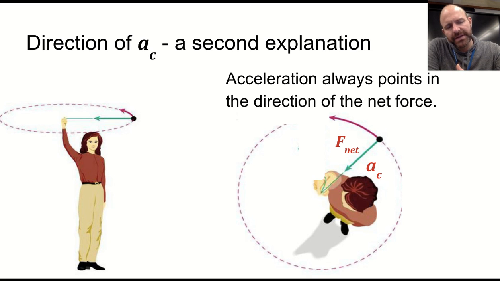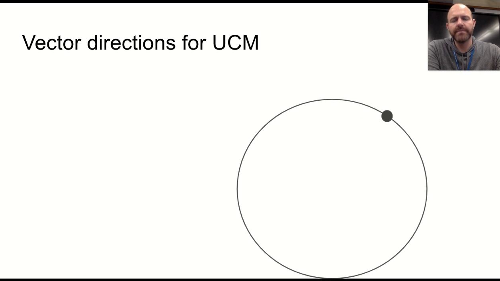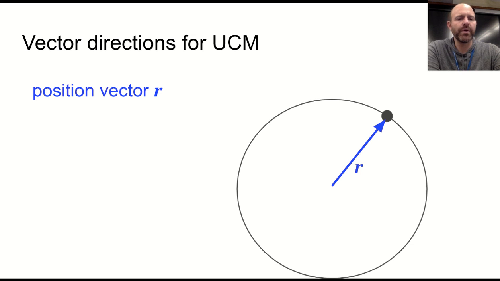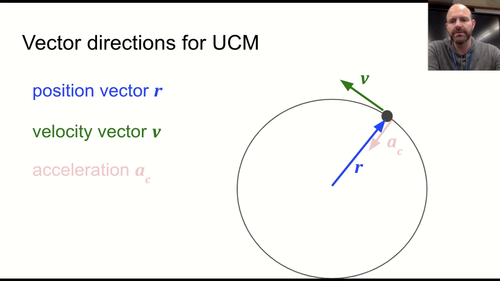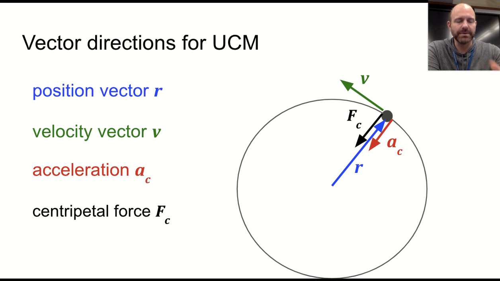So you can also think of this in terms of the net force causing this acceleration, and hopefully it makes sense that if the only force acting on this object, other than sort of gravity pulling it down, which we're going to ignore right now, is the tension force inward, well then of course the acceleration should be in the direction of the net force. So what are the vectors? Position points from the center of the circle out to the object. The velocity vector is tangent to the circle. The acceleration vector is radially inward, so opposite direction of the position vector. And the centripetal force, which we will talk about more next time, is also pointed toward the center.